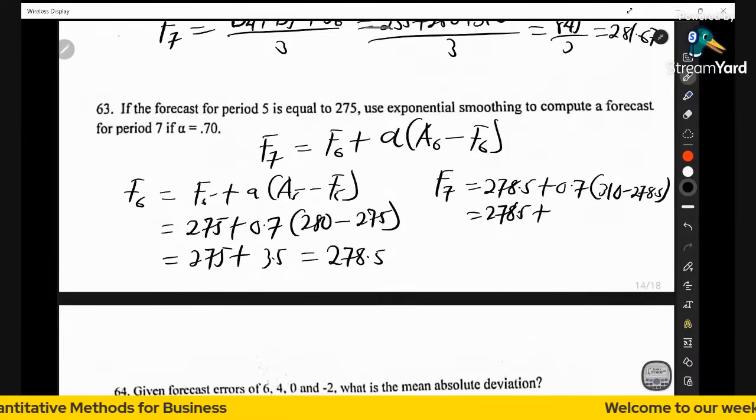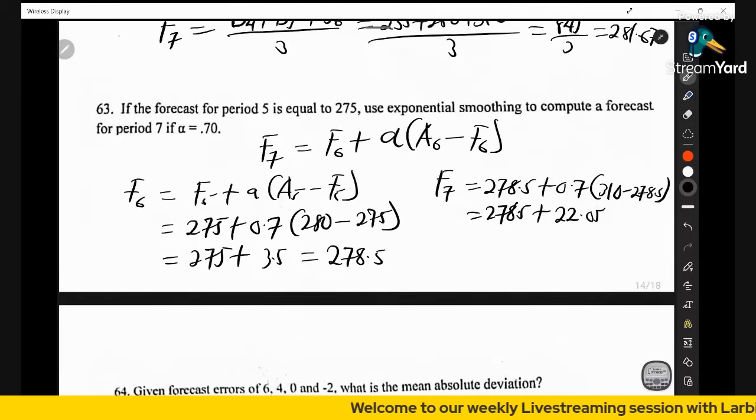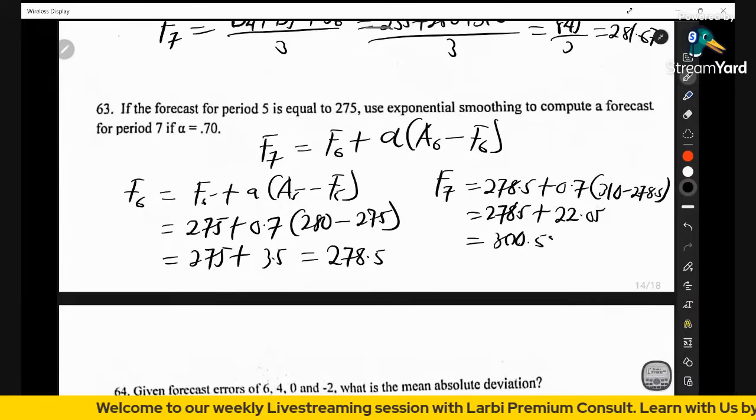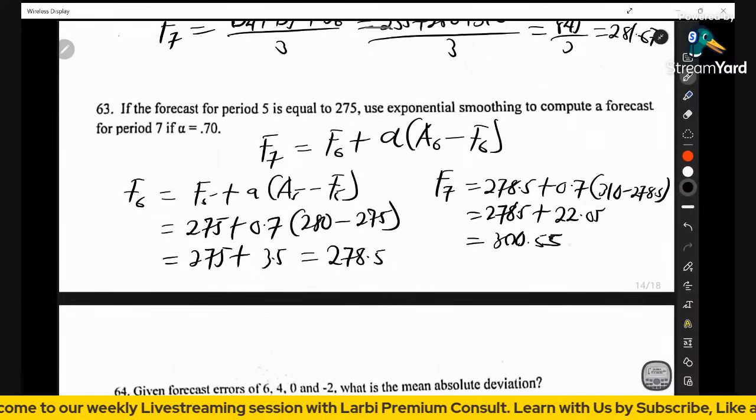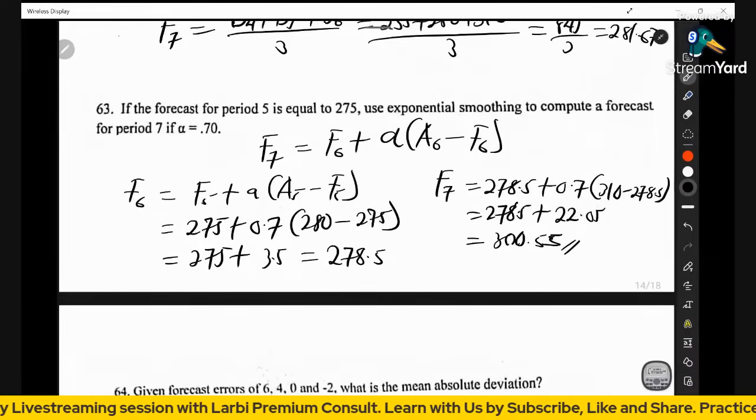When you do that, you should be able to get 22.05. And when we add, we are getting what? 300.55. And you are done. If you have any question, you can drop it in the comment section.